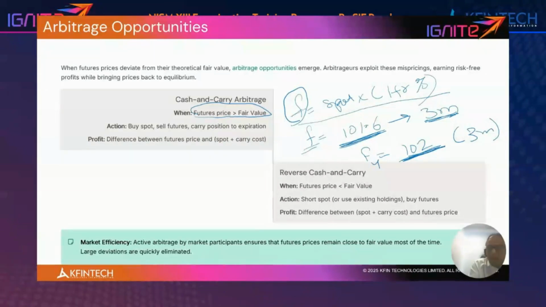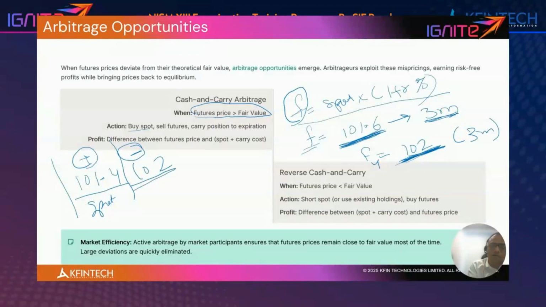If there is a scenario where the futures price is greater than the fair value, you will do a cash and carry arbitrage. Basically, you will buy the spot. Let's say the spot is 101.4, for example. You will sell the futures. Why will you sell the futures? Because as per the formula, the futures value should be 101.6, but the futures is mispriced at 102. That means the futures is overpriced. And what do you do with overpriced assets? You sell them. So here you will sell the futures and buy the spot.